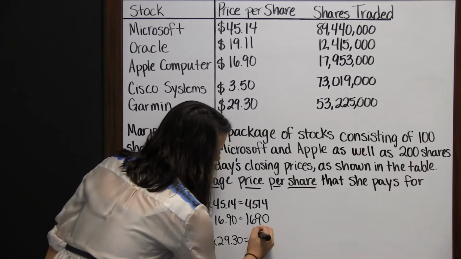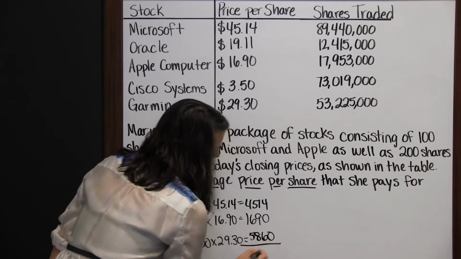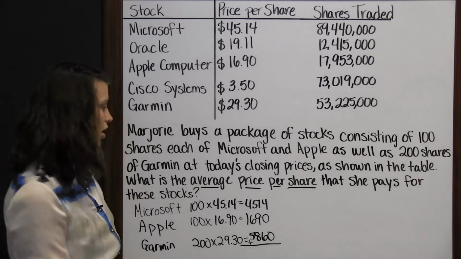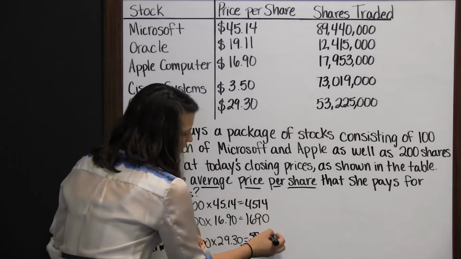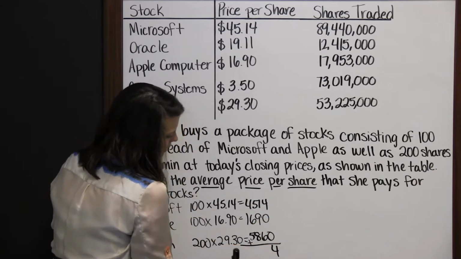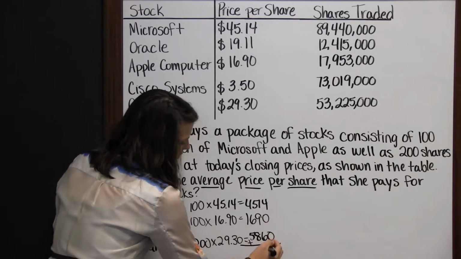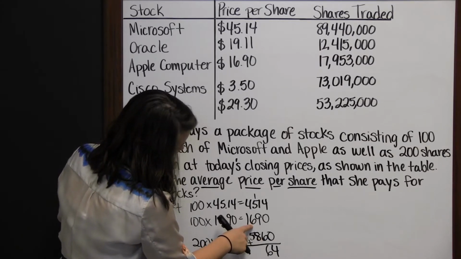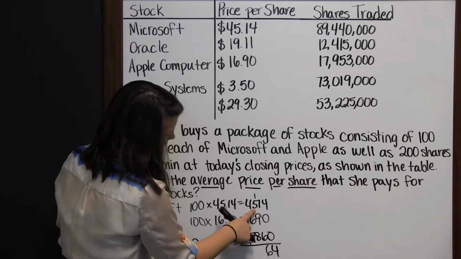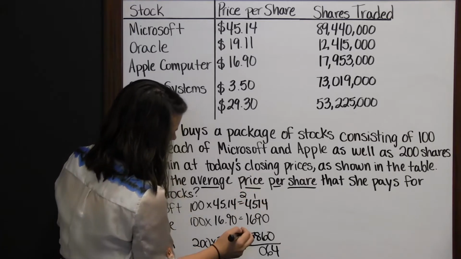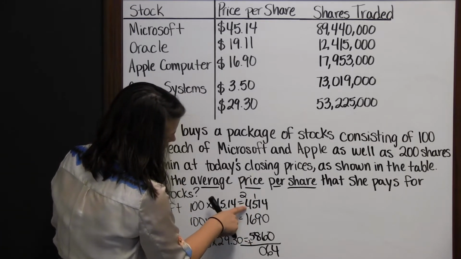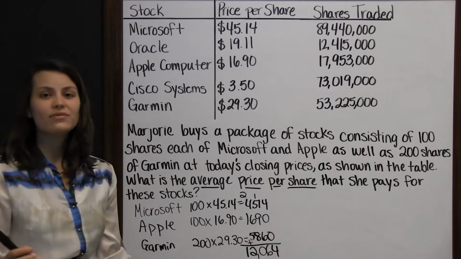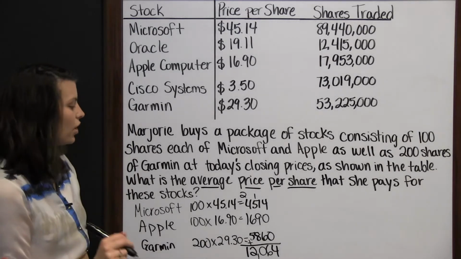So I can use this then to find my total amount of money spent. I'm just going to move this up a little so I have some more room. So I'm going to add these three costs together to find my total cost or my total price. 4 + 0 + 0 = 4. 1 + 9 = 10 + 6 = 16. And then we have 8 + 6 = 14 + 5 = 19 + 1 = 20. 5 + 1 = 6 + 4 = 10 + 2 = 12. So that means she spent a total of $12,064 on all of these stocks.